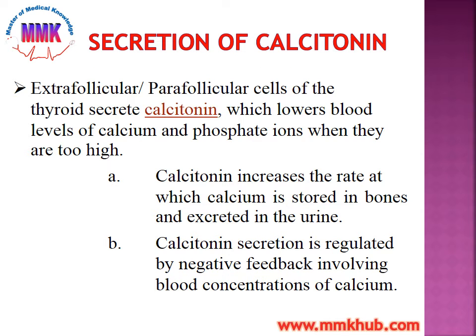Secretion of calcitonin. Calcitonin is secreted by the extrafollicular or parafollicular cells of the thyroid, and it lowers the blood levels of calcium and phosphate ions when they are too high in the circulation, by increasing the rate at which calcium is stored in the bones and excreted in the urine. Also, calcitonin secretion is regulated by negative feedback involving the blood concentration of calcium.